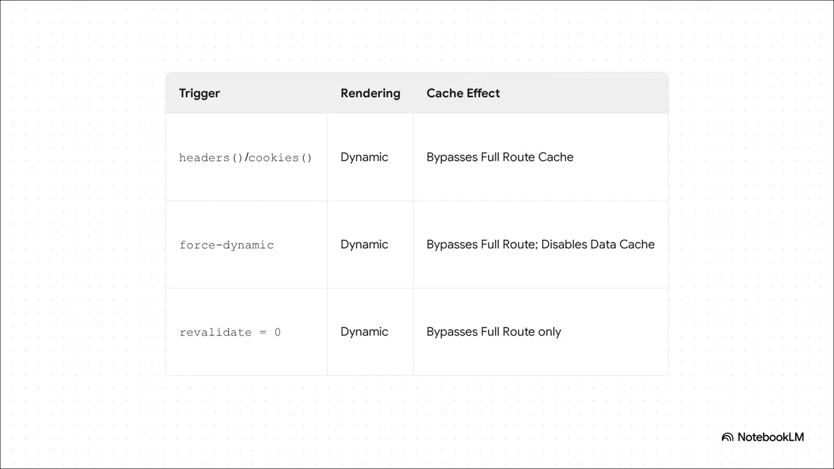And when you lay it all out like this, the pattern just jumps right out at you. Just look down that bypasses cache column. See a theme? Every single one of these triggers, every single one, forces a bypass of the full route cache. That right there is the trade-off we've been talking about, laid bare.